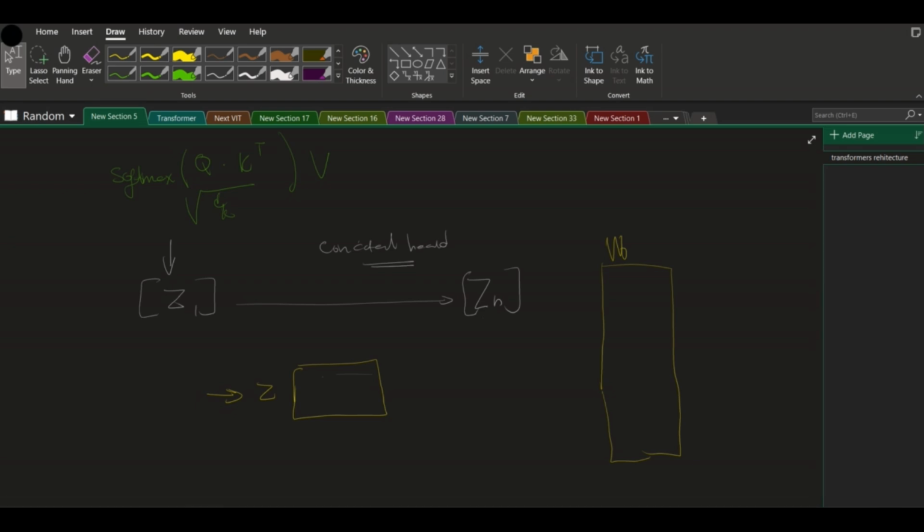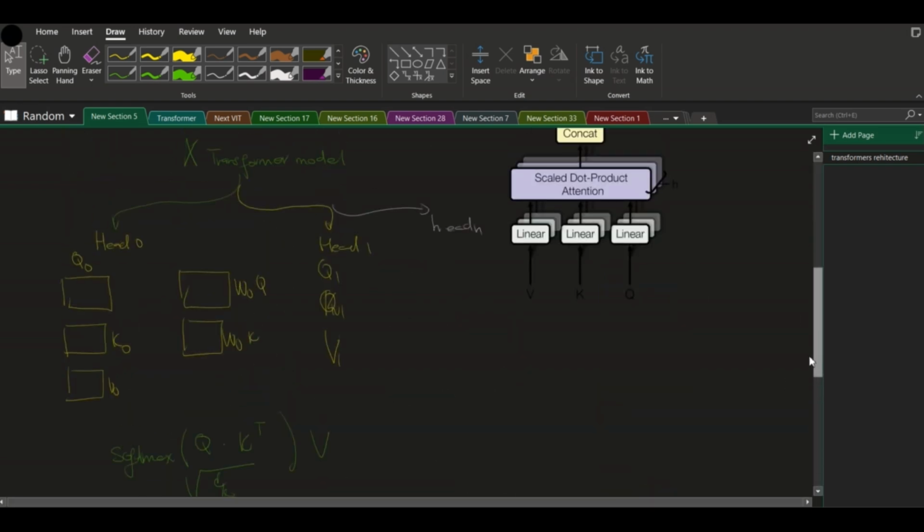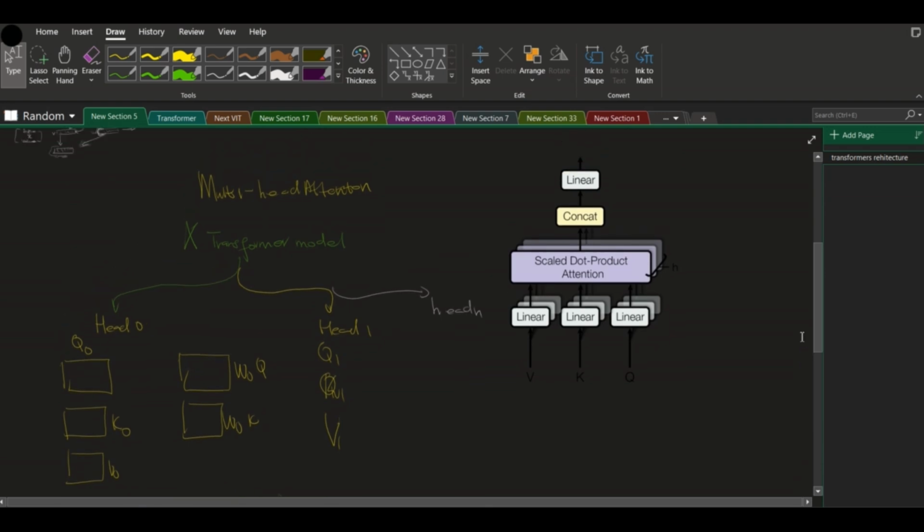There's more to it, like how we apply linear projections and all of those things. I decided to explain those in the code, but I just needed to give you a high level overview of how it works. But this is essentially the multi-head, so it's still the same, just with different heads.